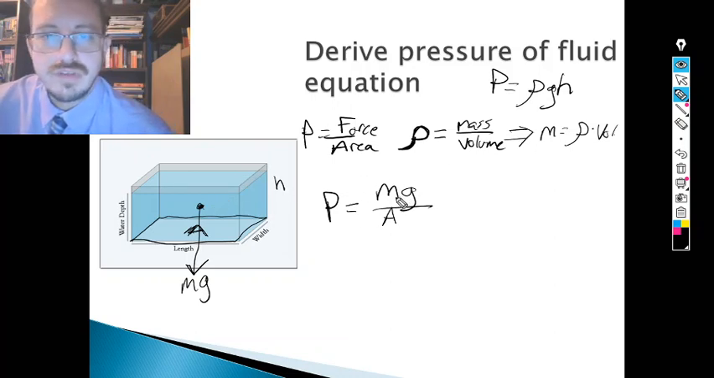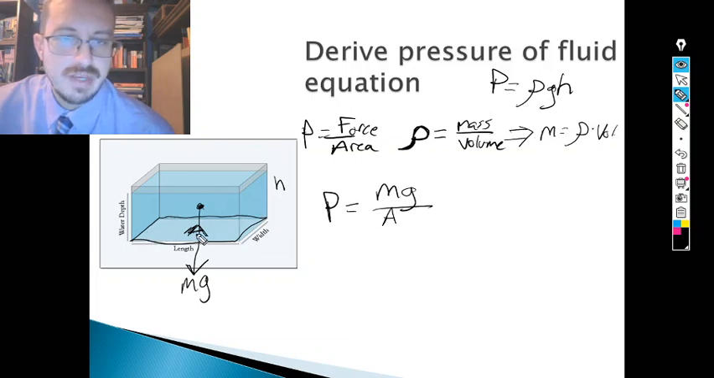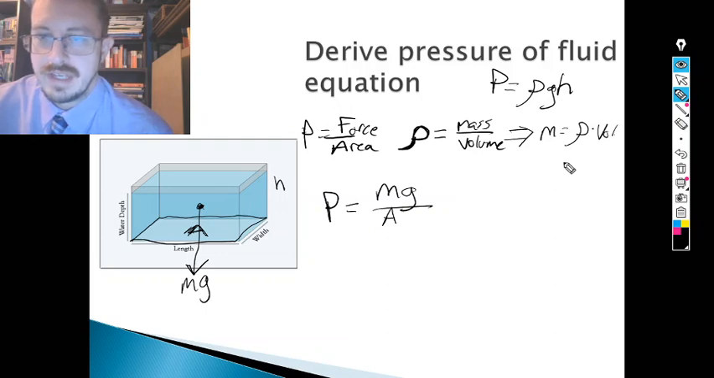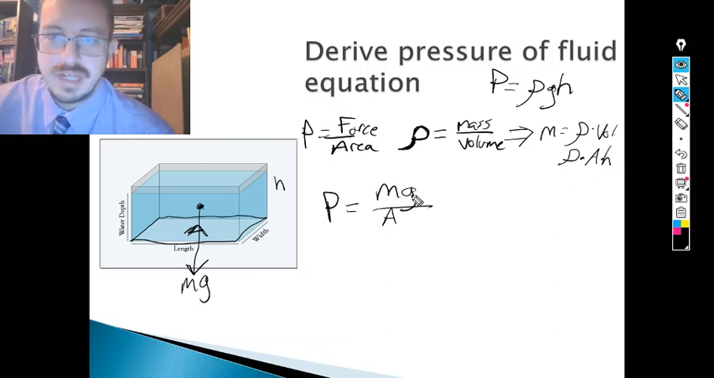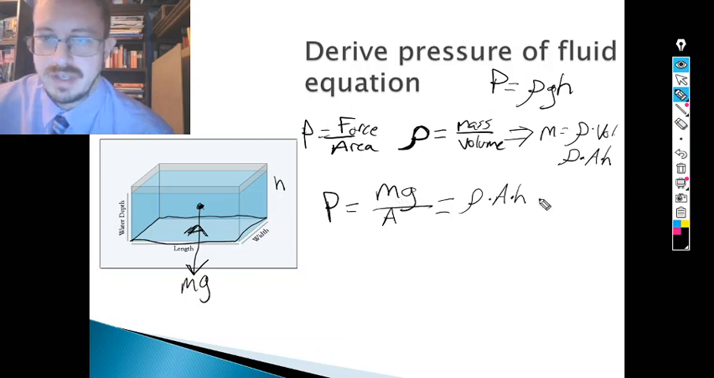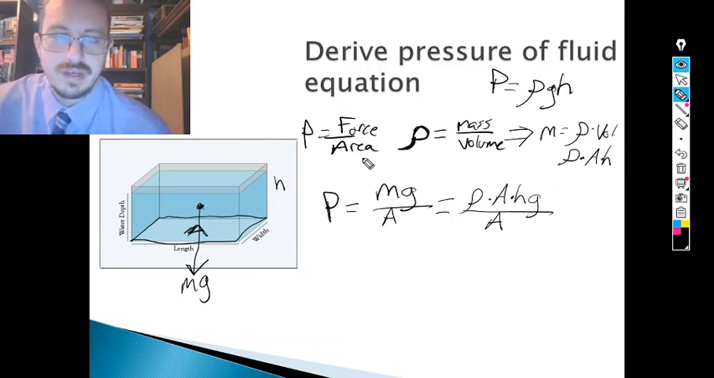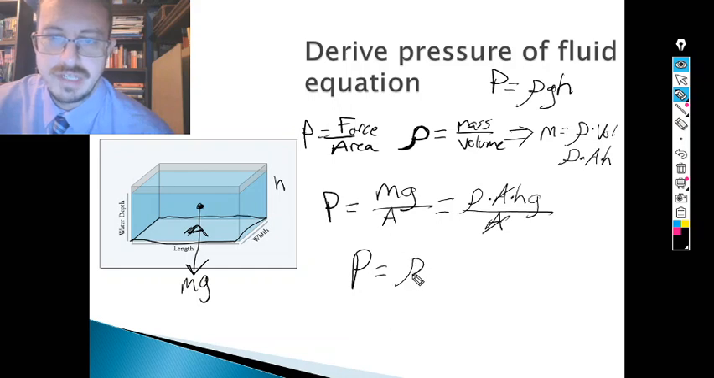So if we make the substitution for mass here, the mass is really equal to the density times the volume, and the volume is really the two-dimensional area times the height. So what we have here is density times area times height. Substitute that in for mass, we get density times area times height, and we still have a g out here. And remember, we still have area in the denominator from the original definition of pressure. So area cancels, and this is how we get our final equation: pressure is equal to density times acceleration due to gravity times the height.